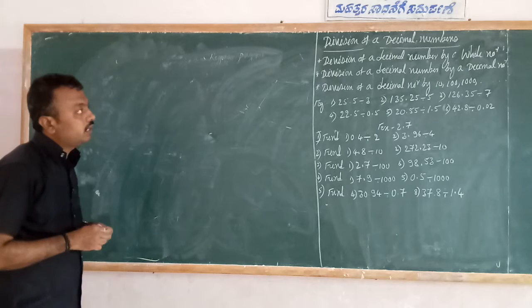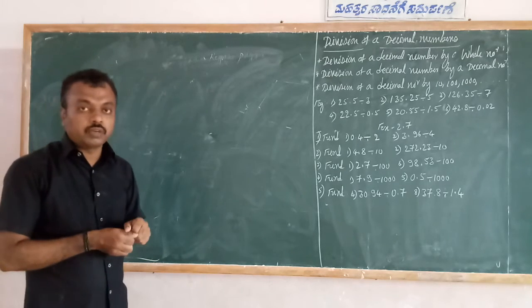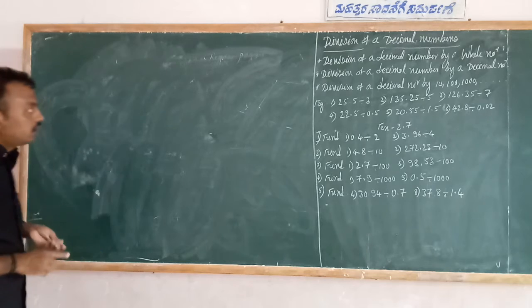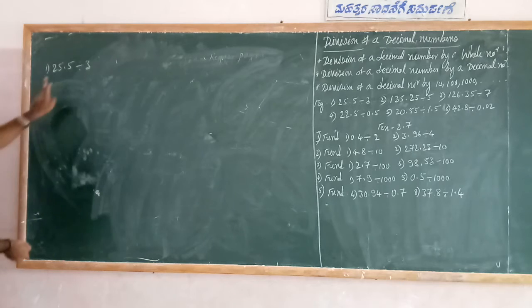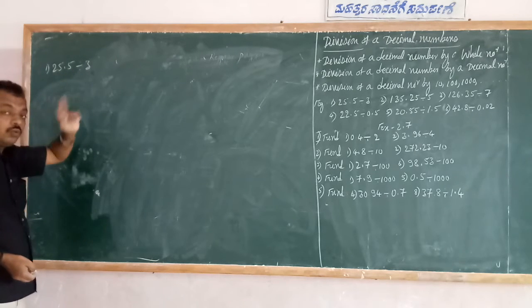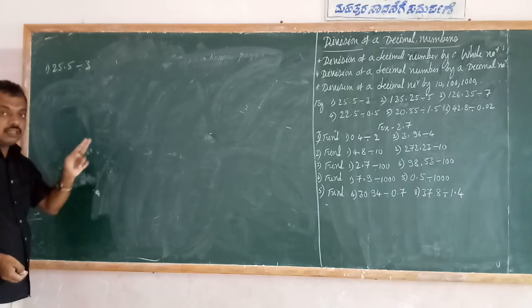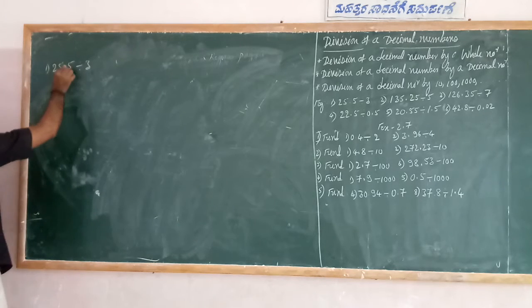First one, division of a decimal number by a whole number. How to divide a decimal number by a whole number. For example, I will take 25.5 divided by 3. So 25.5 is a decimal number and 3 is the whole number. The procedure is the same as in the multiplication of decimal numbers. In that, we cannot consider the decimal point. We cannot consider it as a point.